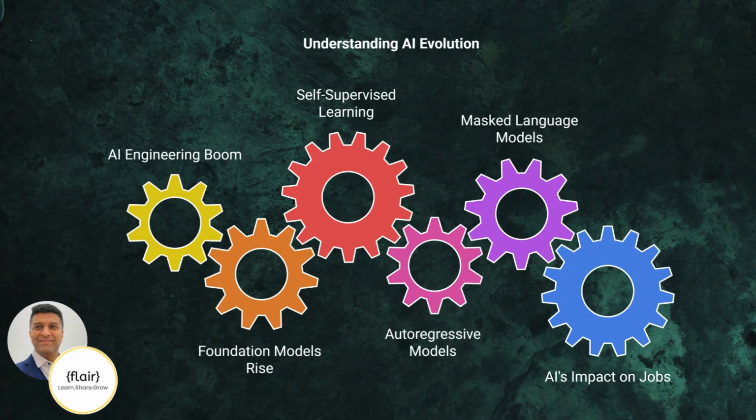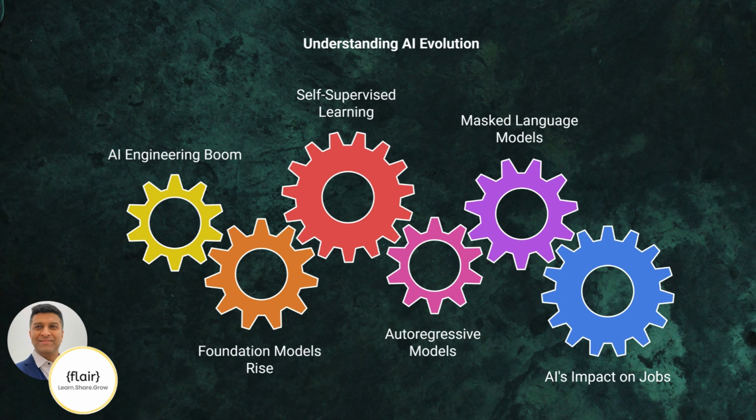AI is evolving at an unprecedented pace, shaping the future of technology and redefining how we build applications. But before we dive into Chapter 2, let's quickly recap what we covered in Chapter 1. Last time, we talked about why AI engineering is booming, how pre-trained foundation models are replacing traditional ML pipelines, and why self-supervised learning changed the game.